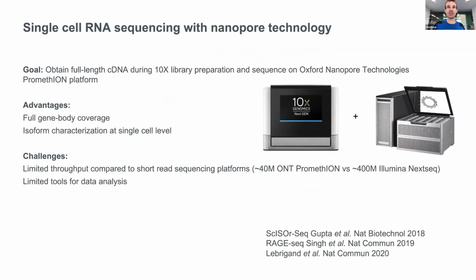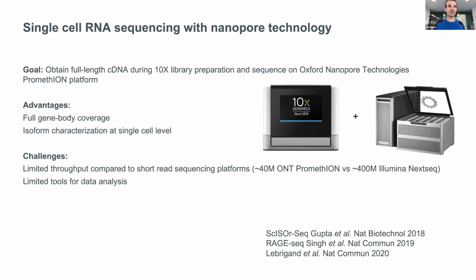So the challenge here is to put together two really cool technologies: from 10x Genomics with the Chromium controller to get your single cells, and also we're very lucky to have access to a nanopore PromethION sequencer, which does high throughput sequencing of libraries that you can create. So the goal was to get full length cDNA and sequence it on the nanopore.